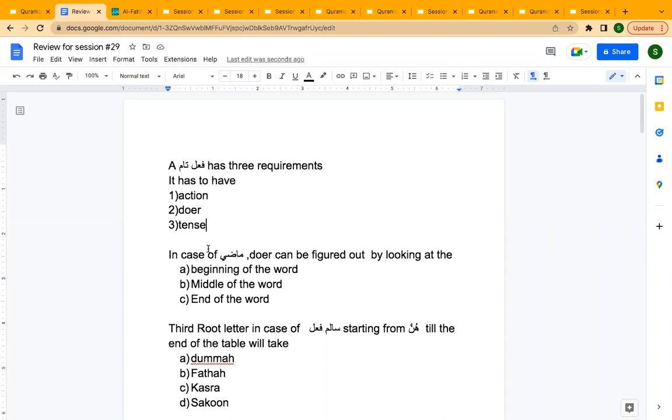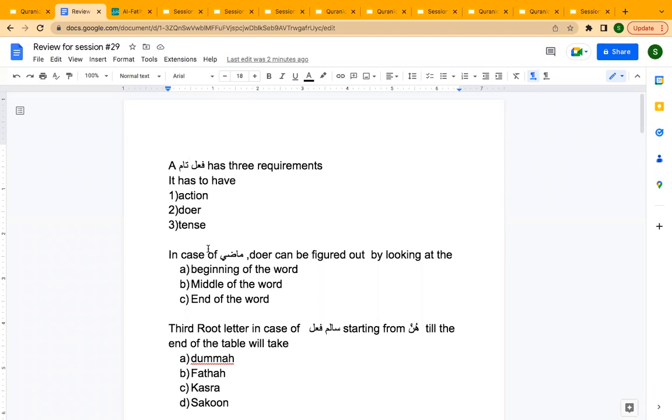But every fail, if you remember your previous session, how is it different from an English verb? Who can remind me? How is a word like helped different from nasara? It has an inbuilt doer. It has a doer inside it. Can it convey a complete thought? Yes, right? It can give a complete meaning. The complete thought is delivered just by the word nasara.